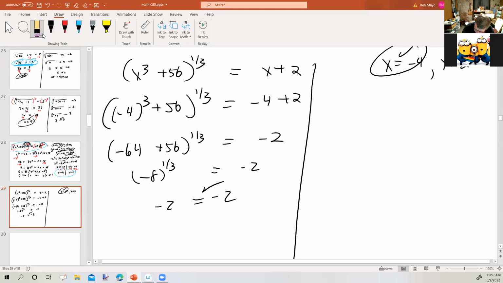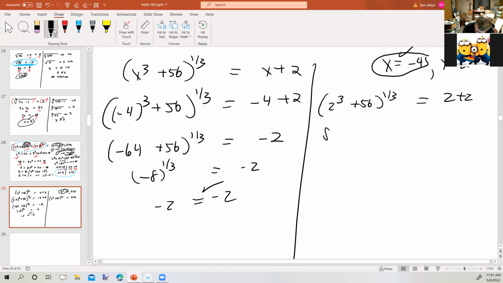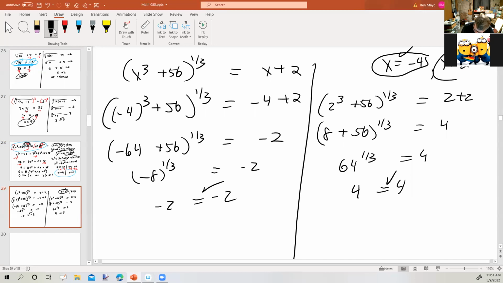Let's try the other solution, x equals 2. 2 cubed plus 56 to the 1/3 power equals 2 plus 2. 8 plus 56 to the 1/3 power equals 4. 64 to the 1/3 power equals 4. The cube root of 64 is 4. 4 equals 4. It checks. So both solutions are correct. All righty.